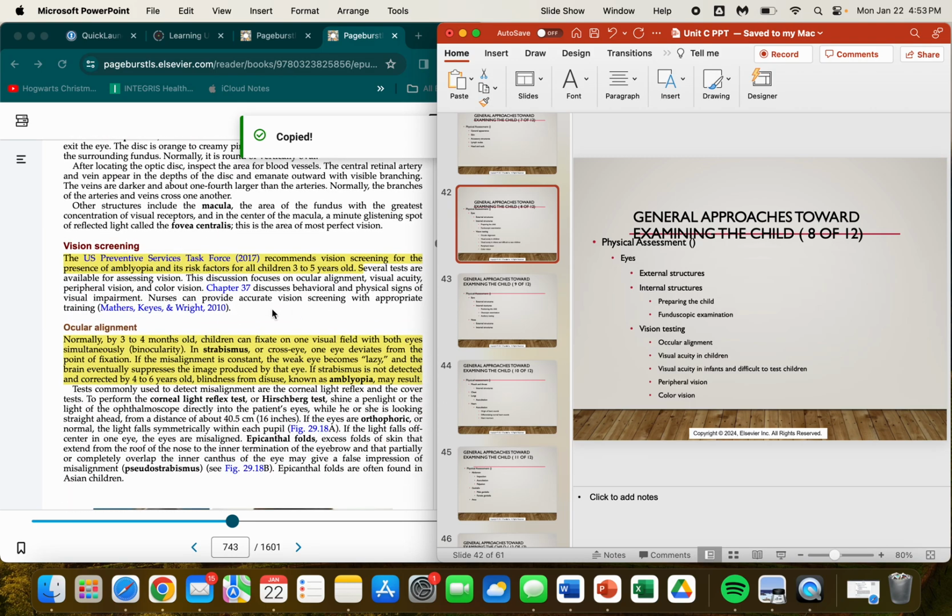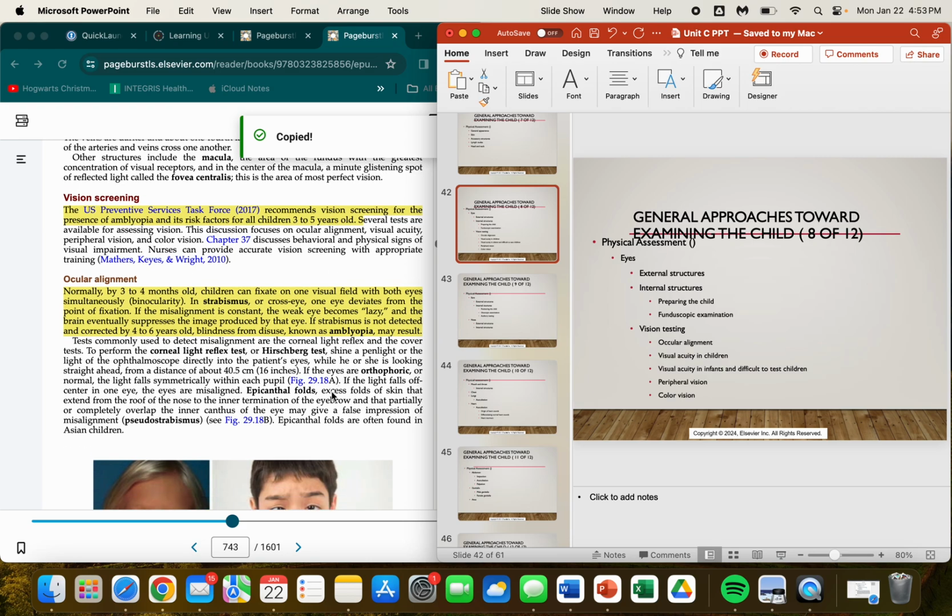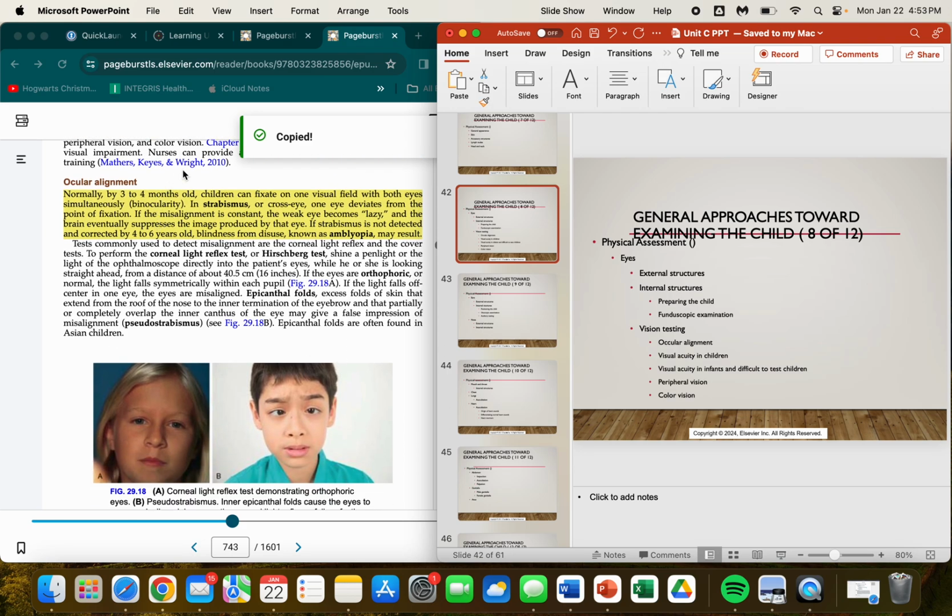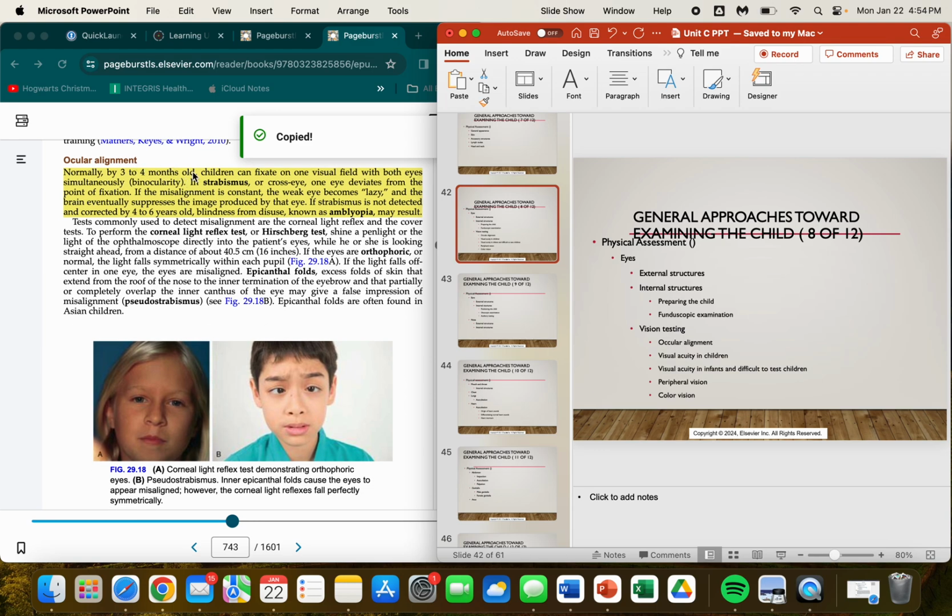We do need to know that vision screening is important, especially when it comes to health promotion. So it is recommended to have a vision screen between the ages of 3 and 5. Something that we might also note, especially on the assessment of younger kids, is that by 3 to 4 months, usually babies can focus on one visual field with both eyes. So if a child has what we call strabismus, they may have what they call cross eye, like their eyes go cross or one eye deviates from that point. If that misalignment continues past usually 3 to 4 months, they could potentially develop a lazy eye.